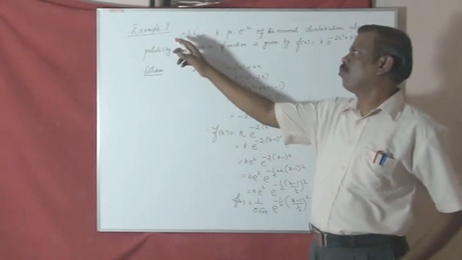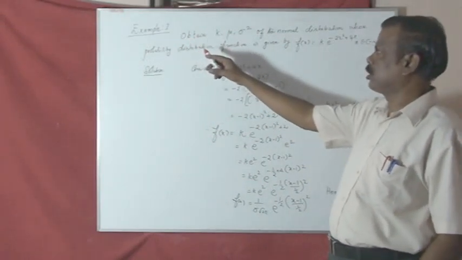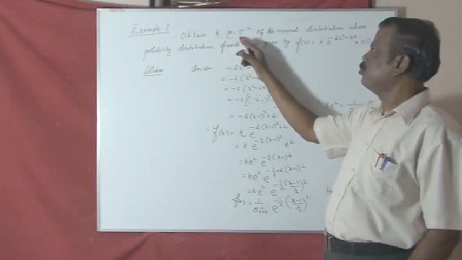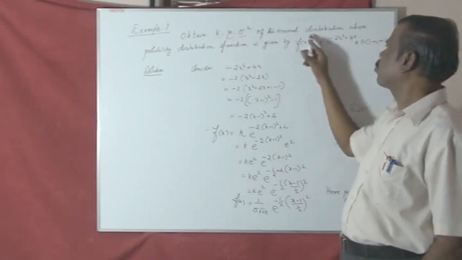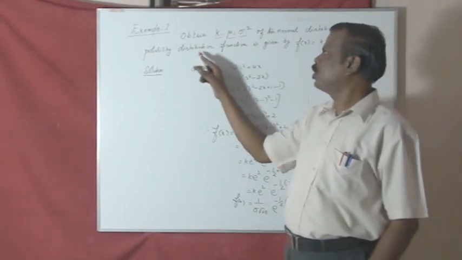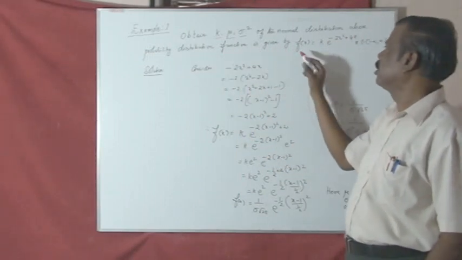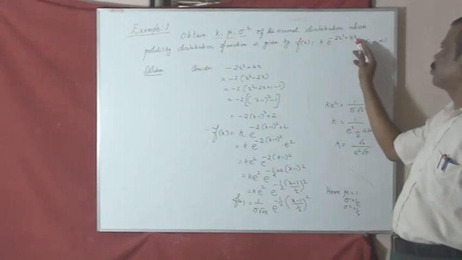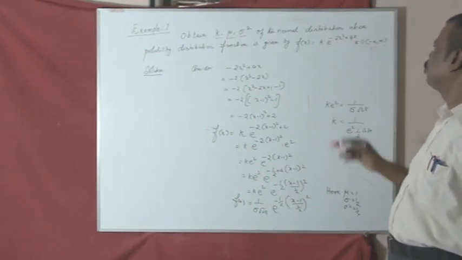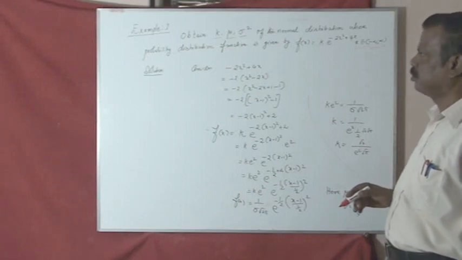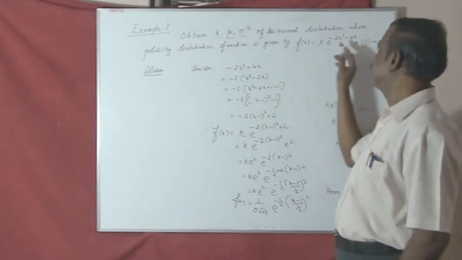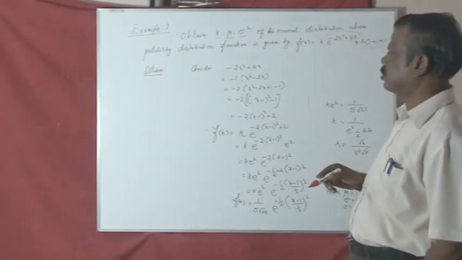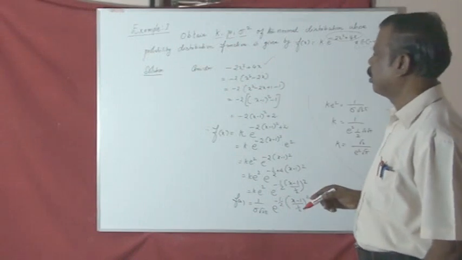Now we move on to an example in the normal distribution. Example number 1. Obtain k, mu, sigma square of the normal distribution whose probability density function is given by f of x is equal to k into e power minus 2x square plus 4x, where x belongs to minus infinity to plus infinity. So here you have to consider this minus 2x square plus 4x. You take that variable alone.